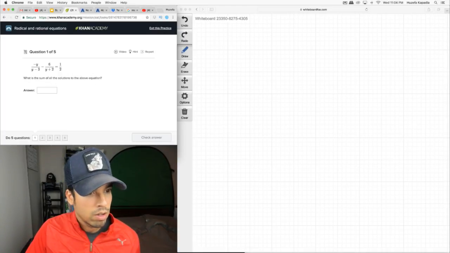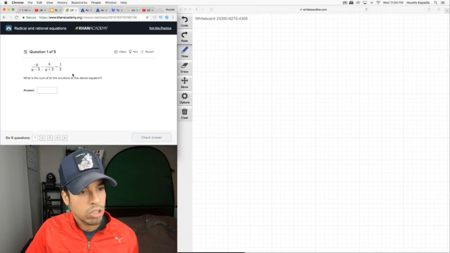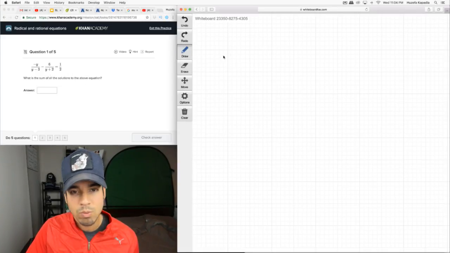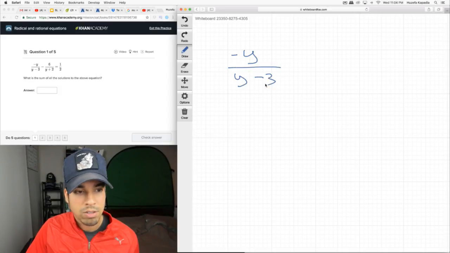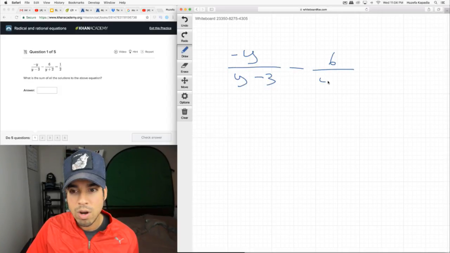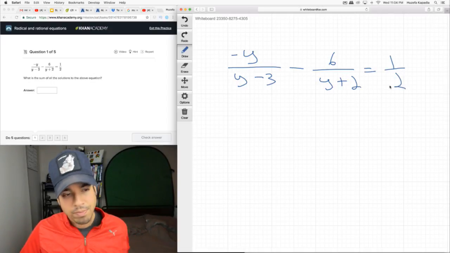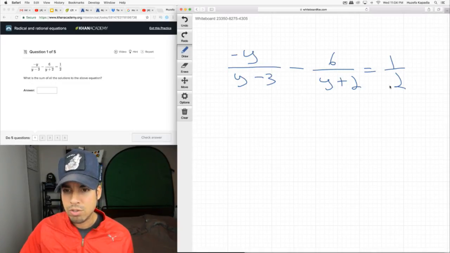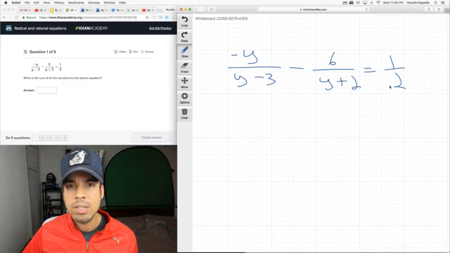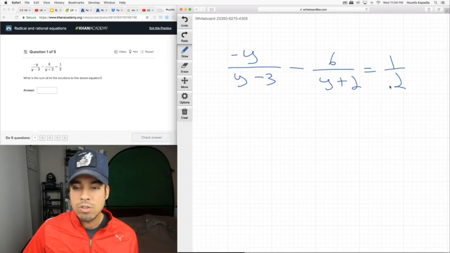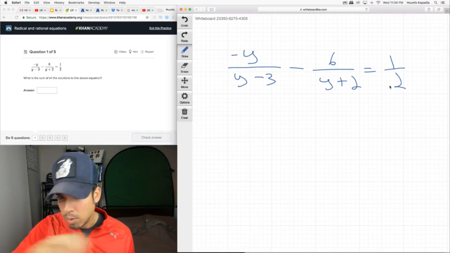Let's get to it. What is the sum of all the solutions to the above equation? So first of all, we need to find what these solutions are. So we got negative y over y minus 3 minus 6 over y plus 2 equals 1/2. Here's the deal. The first instinct should be in an equation like this, where you see this crazy equation, we got to get rid of these denominators. These denominators are no good. So the way we do it is we find the common denominator amongst all three and multiply across.